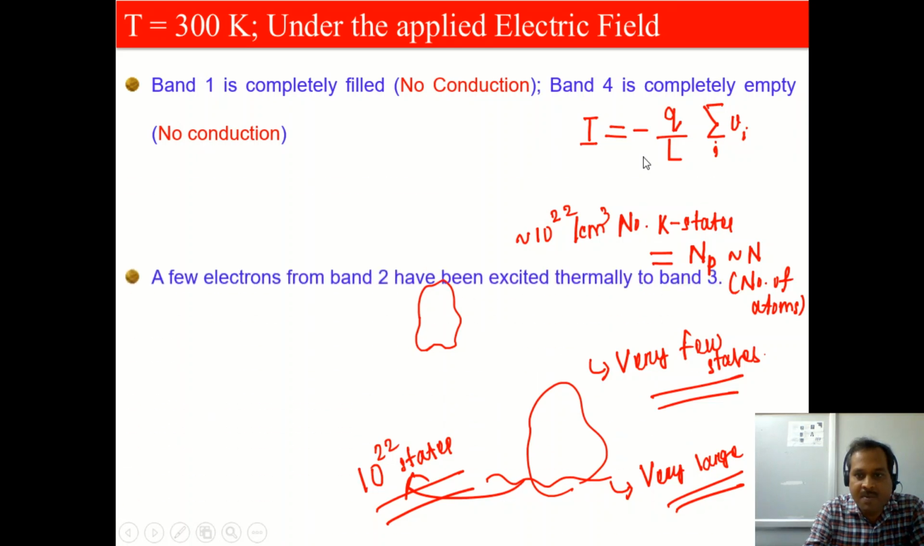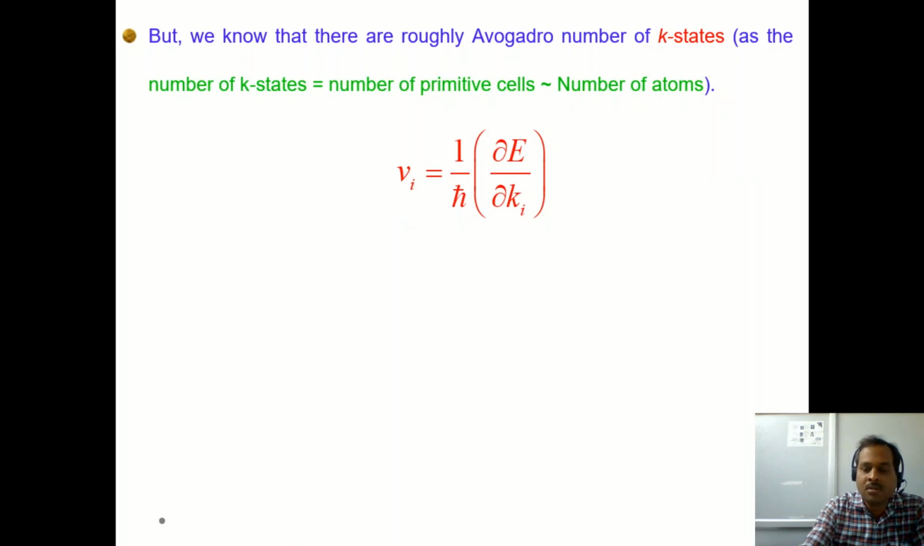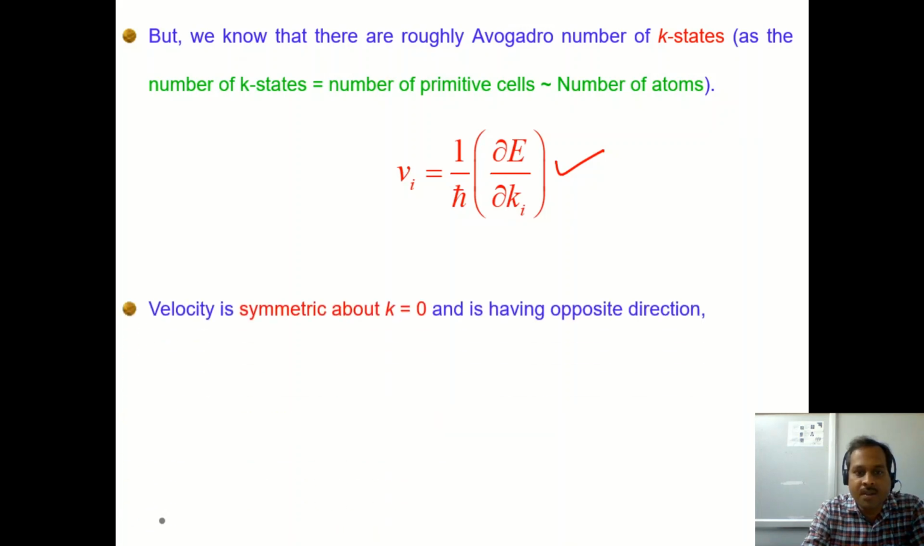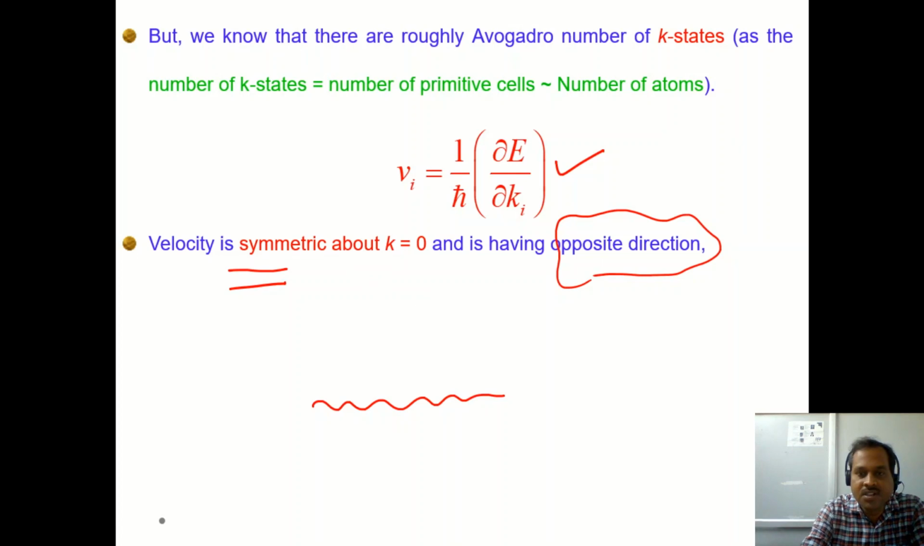We can write it mathematically in this manner. Before that, we know the expression for the velocity. It is related to the slope of the E versus k diagram, that is 1 by h cross del E by del k. Since the velocity is symmetric about k equal to 0 and is in the opposite direction, when you take the sum over all the states, the net velocity must be equal to 0, since it is symmetric but has opposite direction, as we discussed here.